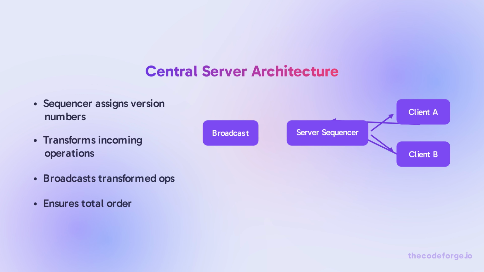Google Docs uses a central server that sequences all operations. Each operation gets a monotonically increasing version number. The server transforms incoming operations against the history and broadcasts the transformed version to all clients, guaranteeing total order.